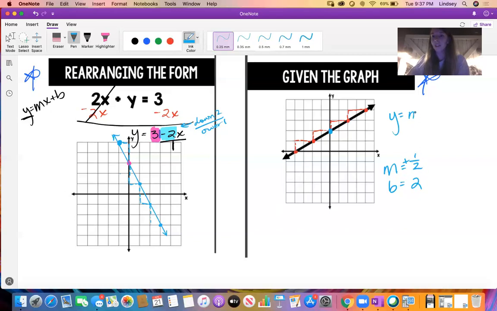So now I just have to put it in slope-intercept form. I just have to substitute my slope and my y-intercept. So I'm going to end up with y equals 1/2 x plus 2. And that is my line.